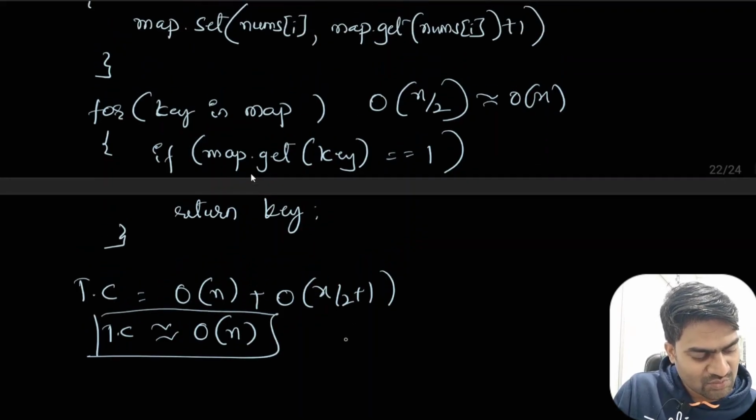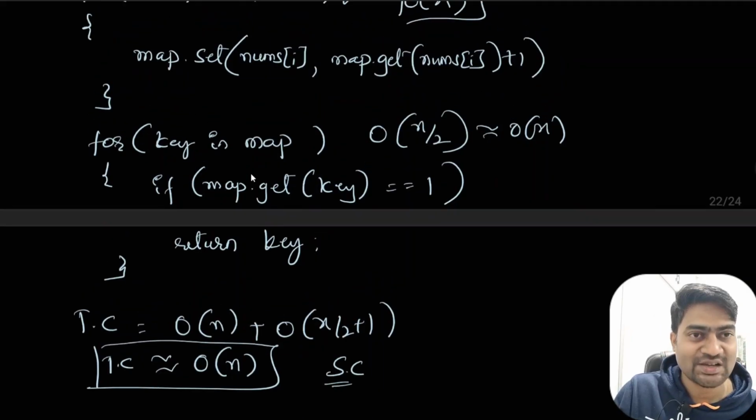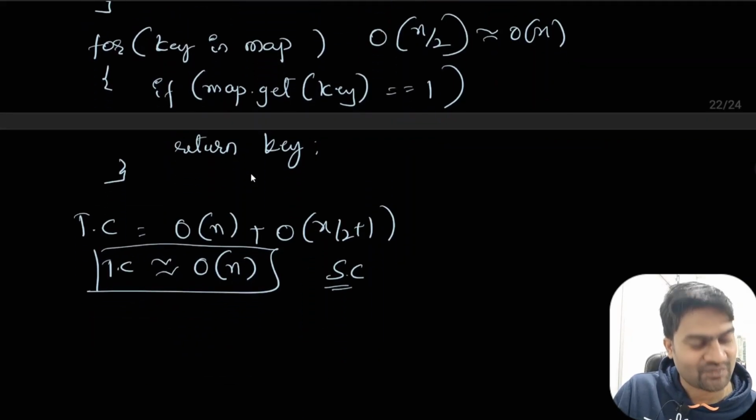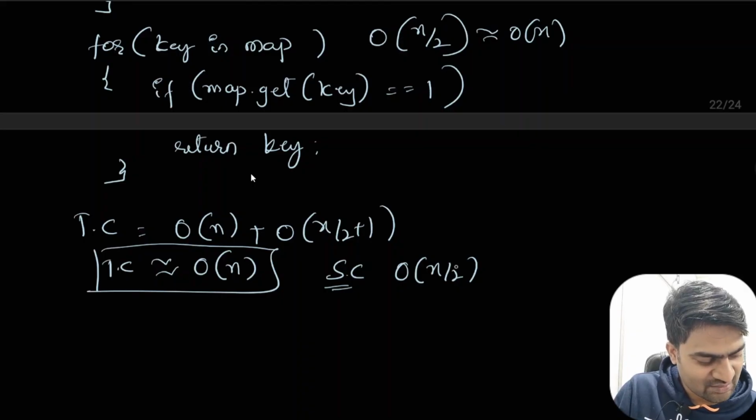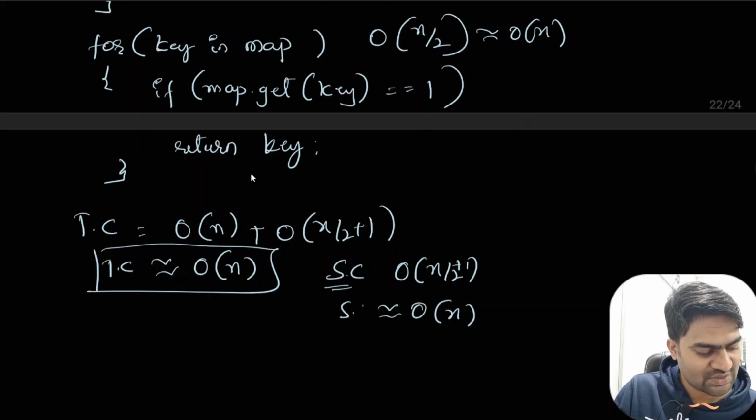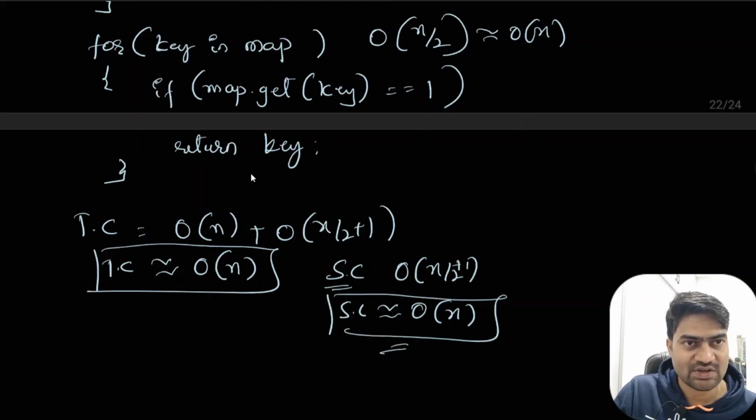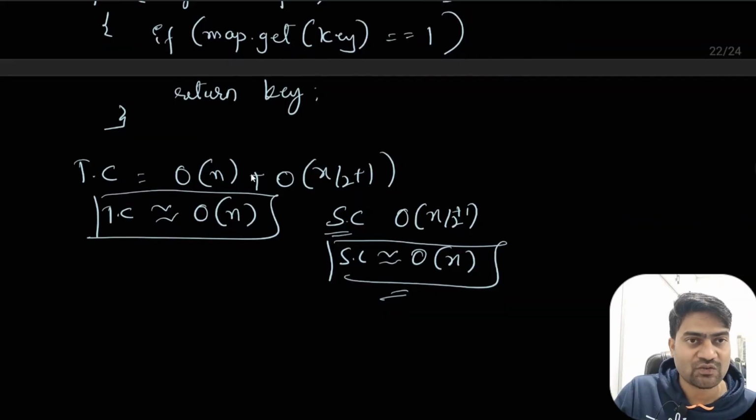But what about the space complexity? We are using a map, right? So the map will occupy extra space, which is of order n by 2, in most of the cases n by 2 plus 1, which is close to order of n. So space complexity is order n for this solution. We are able to find the solution in order n time complexity. So this is a slightly better solution compared to the other solution, because we find the answer in O of n time, but with some extra space.